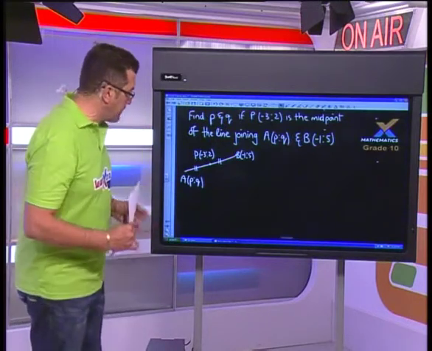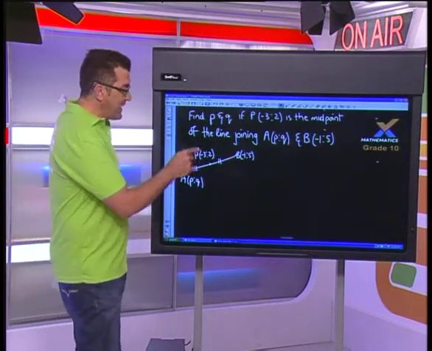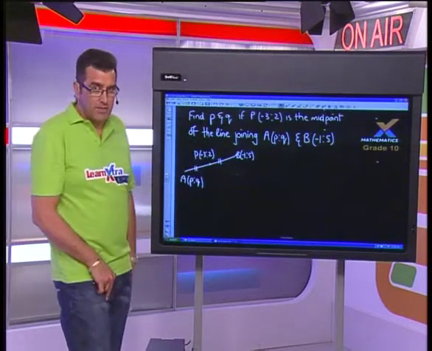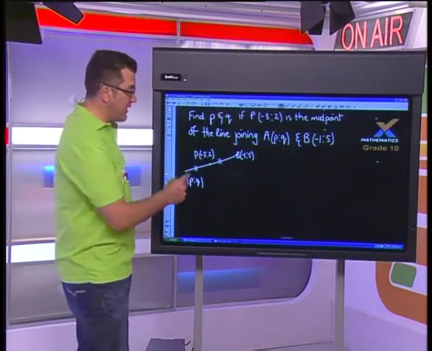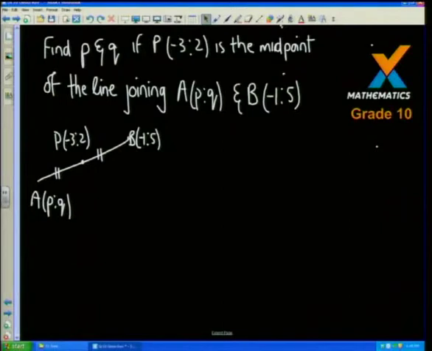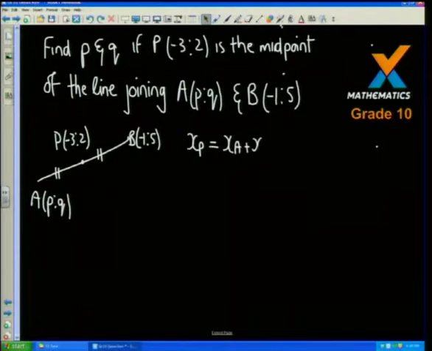Okay, what did they tell me? They told me P is the midpoint of the line segment. So the relationship is, if I add the two extreme points and I halve the answer, I get the coordinates for P. Remember your midpoint formula. Now they're asking me for small p and small q, so I can start off by saying the x-coordinate of point P is indeed the x-coordinate of A plus the x-coordinate of B, which is halved.